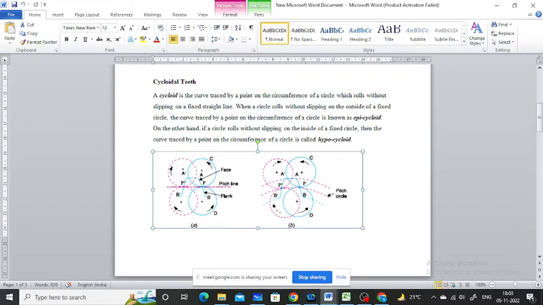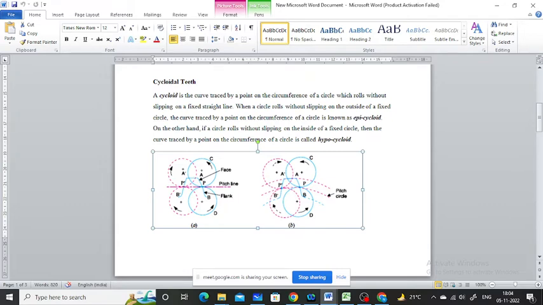cycloidal teeth. Okay, and in this diagram we see that there is a pitch line which is a straight line, and a circle rolls without slipping on this fixed straight line. This circle is shown, and the dotted line is the position of the circle when it is in motion. Then on the pitch line there are two curves, AP and BP. AP forms the face of the teeth and BP forms the flank of the teeth.